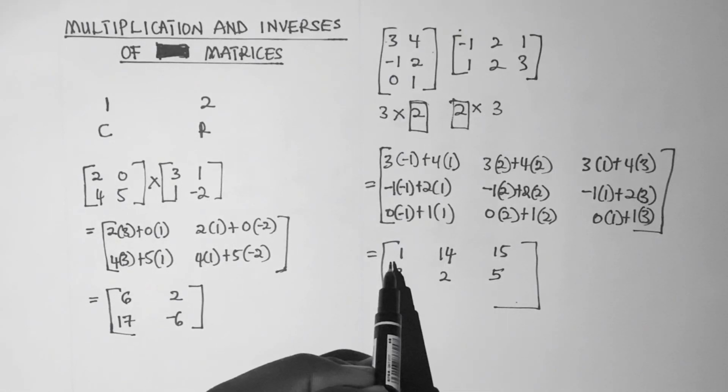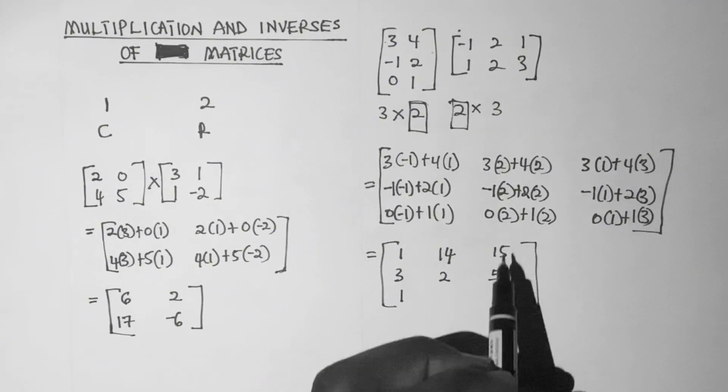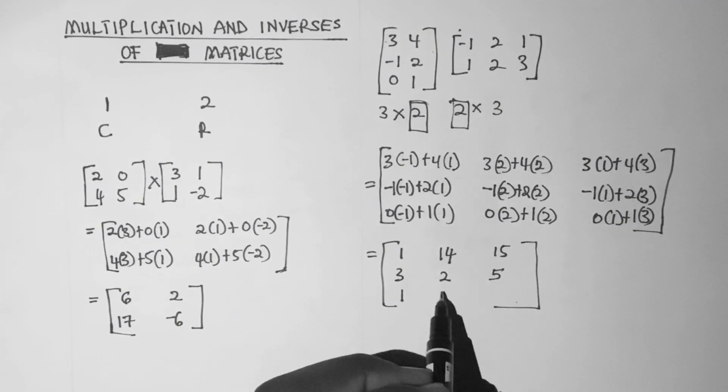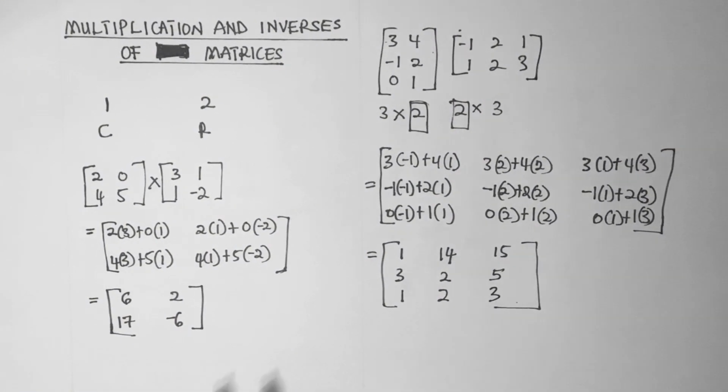Then 0 times minus 1 is 0. Plus 1 times 1 is 1. Then 0 times 2 is 0. Plus 1 times 2 is 2. 0 times 1 is 0. Plus 1 times 3 is 3.